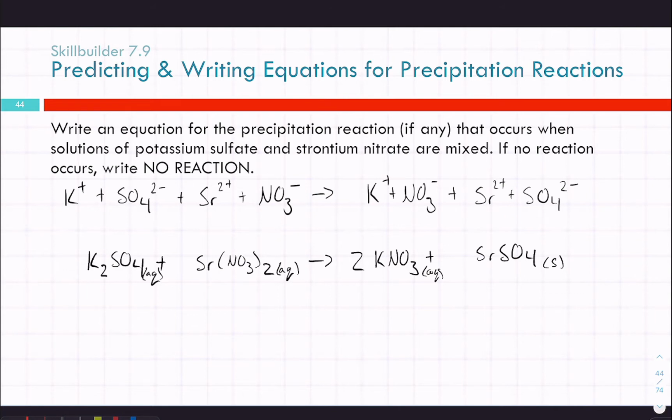So you could also go through and count up the number of each element on each side. You should come out with the same. Are there any questions? Nope. Cool. Should check. All right.